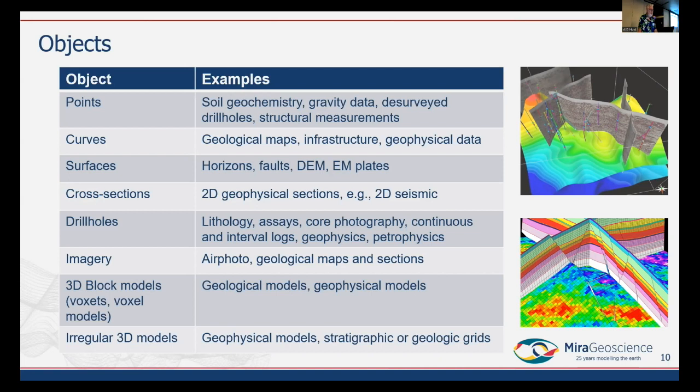We have cross sections, so some types of geophysical data are inherently a cross section, like 2D seismic, but you might just have also geological cross sections. In drill holes, we have lithology assays, core photography, continuous and interval logs, geophysical logs, petrophysical data. Imagery could be air photo, maps and sections, remote sensing data, and 3D block models will be geological models or geophysical models. And then you might have the same thing, but on an irregular grid where the cell sizes and shapes are arbitrary, and that's sort of geophysical models and stratigraphic grids or geologic grids.